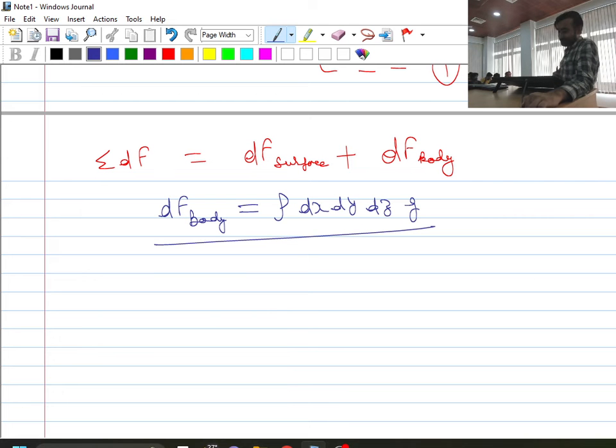Okay, and of course this force will be acting only in which direction? So I must put minus k cap as a unit vector over here. If k cap is the unit vector in the positive z direction, then minus k cap will be in the downward direction. So this is the one body force.